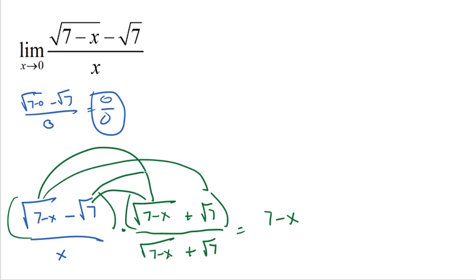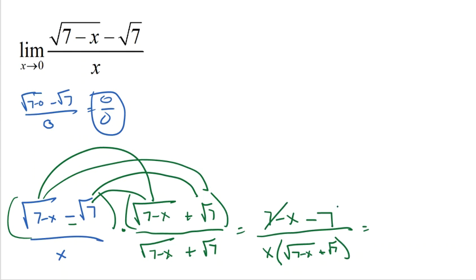So the only thing left to do is the square root of 7 times the square root of 7, and that's going to be minus 7. First off, a negative times a positive is a negative, and the square root of 7 times the square root of 7 is just 7. So that's going to be really nice. And then in the denominator, don't do anything. Just leave it as x times the square root of 7 minus x plus the square root of 7.